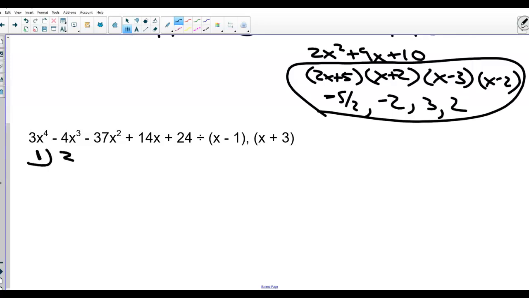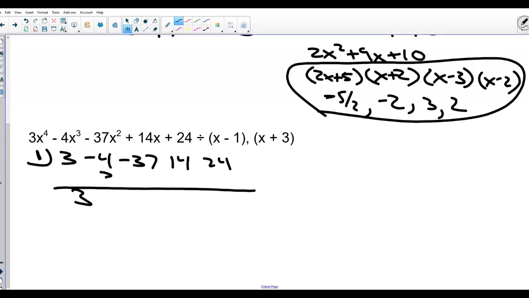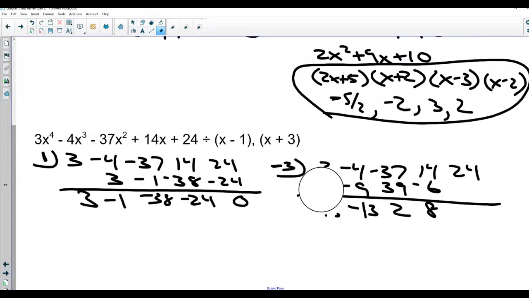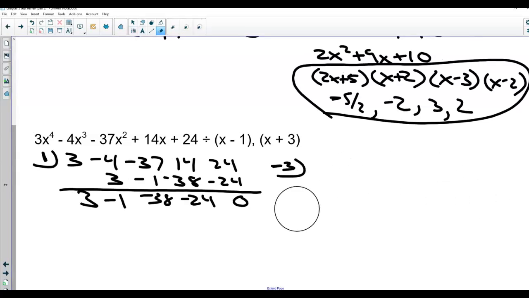Here we put the 1 in, 3, negative 4, negative 37, 14, and 24. Drop the 3. We get a 3. Negative 1 times 1, negative 1, that's a negative 38. Negative 38, we get a negative 24. Negative 24 gives me that remainder of 0. Now plug the negative. Sorry about that. So here, we should have 3, negative 1, negative 38, negative 24.